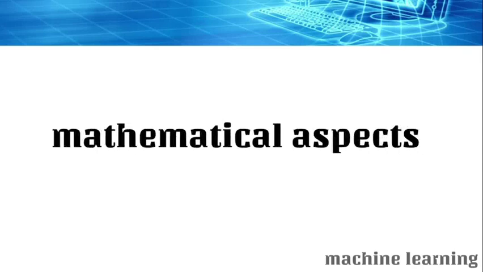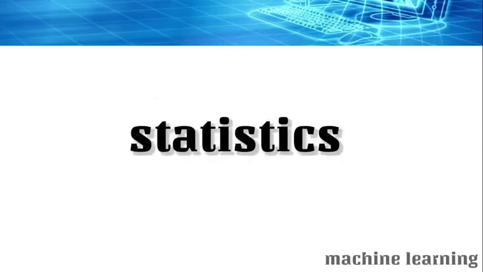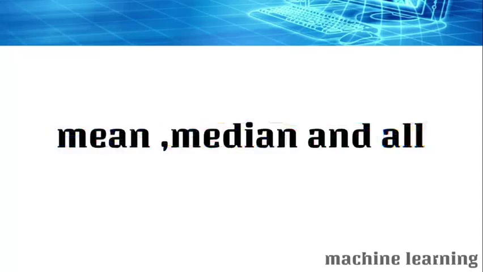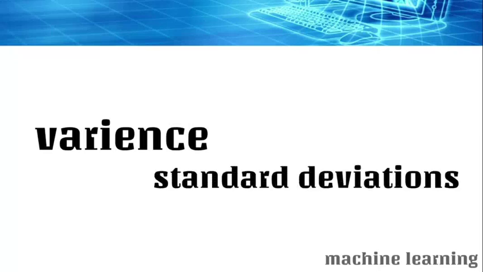And also, we saw the mathematical aspect, that is the statistics. So basically, all the statistical things like mean, median, and also basic ones, and then we saw variance, standard deviations, and so on. Okay, so now we will be having a deeper dive into machine learning.